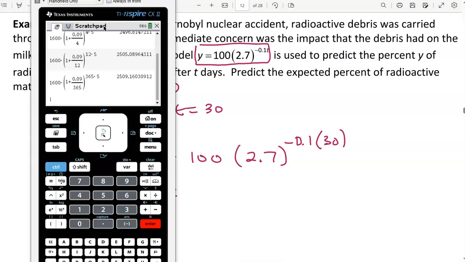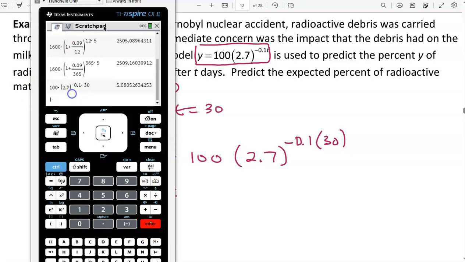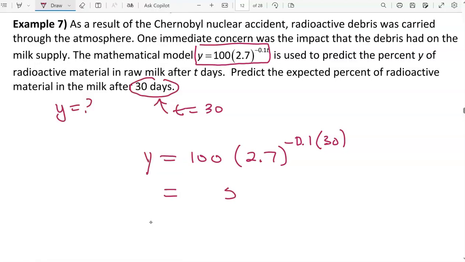And we'll just enter that calculation in. 100 times 2.7. Use your caret key for making an exponent, raised to the negative 0.1 times 30, and do that calculation. That's going to give us about 5.08%. And we didn't have rounding directions on this one. Rounding directions will be very specific on your homework, and that is it for the lesson.